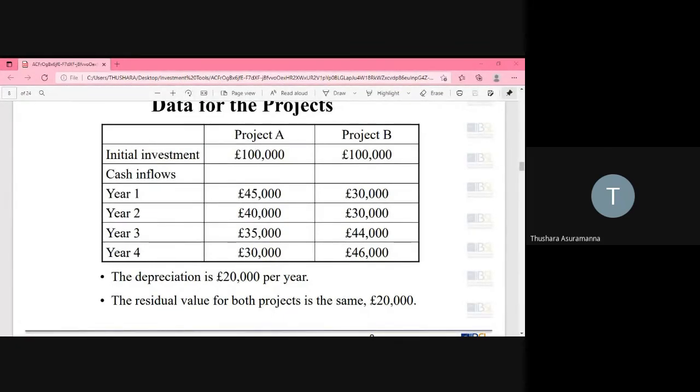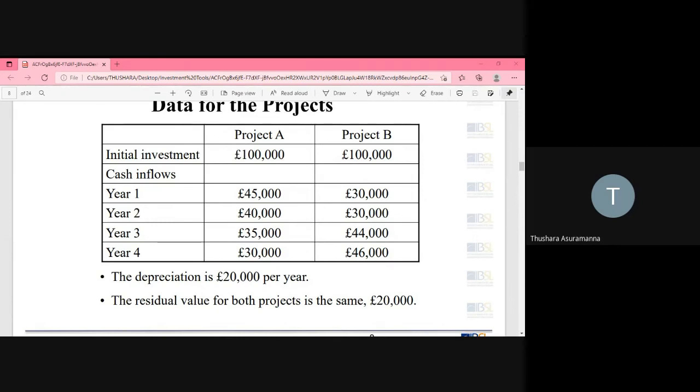If you don't have the presentation downloaded, you can write it down in your notebook, because when you go to the next page, you might miss this. That is project A, project B. Then initial investment, year 1, project A we have 45,000, year 2 40,000, year 3 35,000, year 4 30,000. Project B, 100,000 initial investment, year 1 30, year 2 30, year 3 44, year 4 46,000.